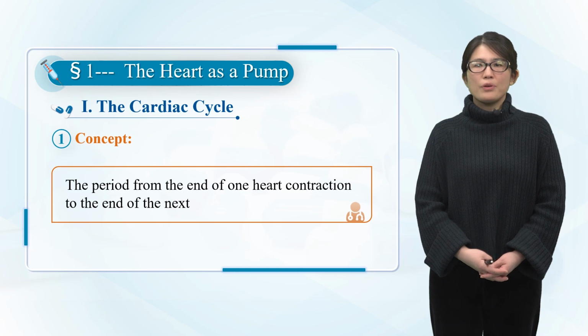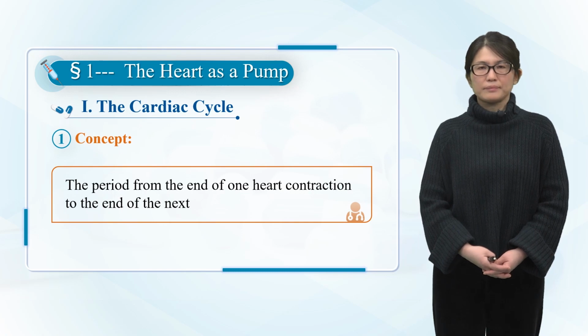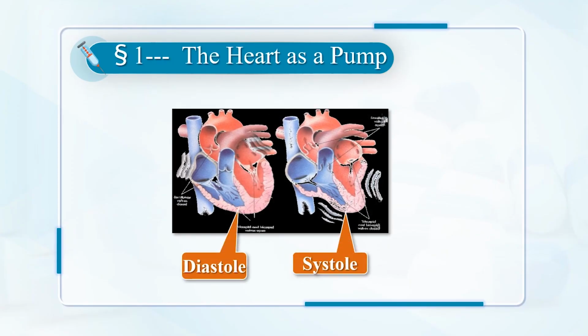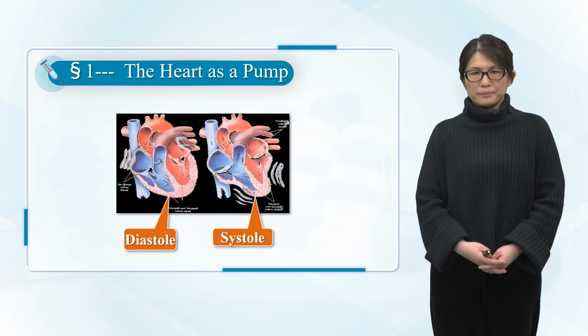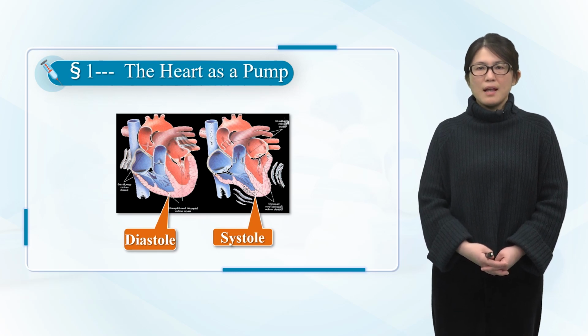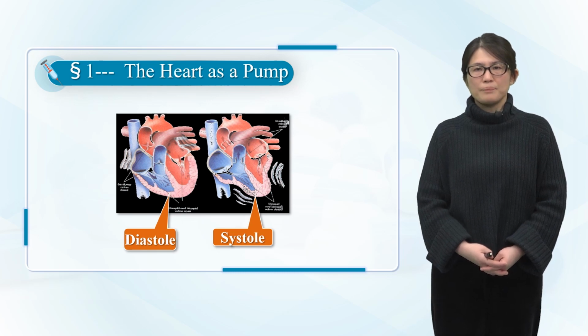The cardiac cycle usually refers to the activity cycle of the ventricles. If the heart rate of a normal adult is 75 beats per minute, each cardiac cycle lasts 0.8 seconds. In the activity cycle of the atria, first the left and right atria contract for about 0.1 seconds, and then the atria dilate for about 0.7 seconds.